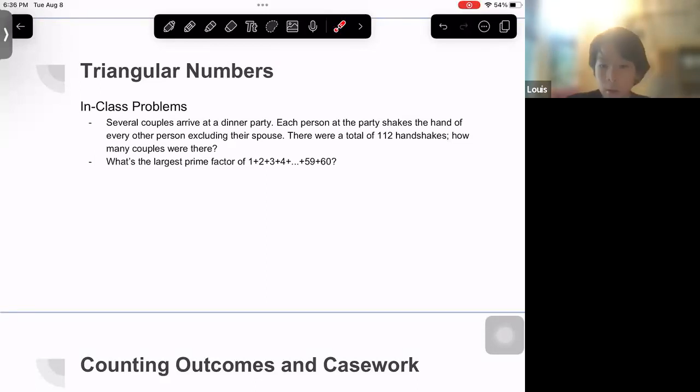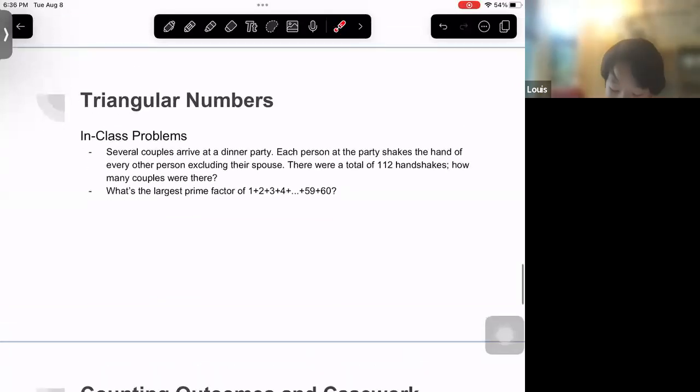Okay, so I'll go over these problems now. For the first one, several couples arrive at a dinner party, and each person at the party shakes the hand of every other person, excluding their spouse, their husband or wife. There were a total of 112 handshakes. How many couples were there?